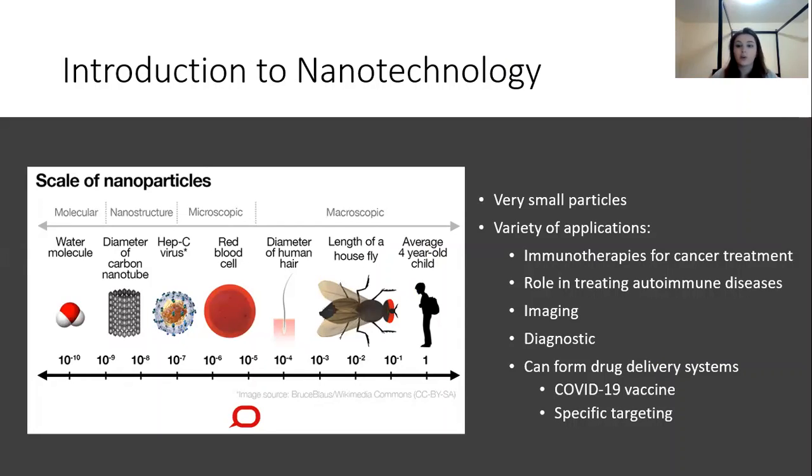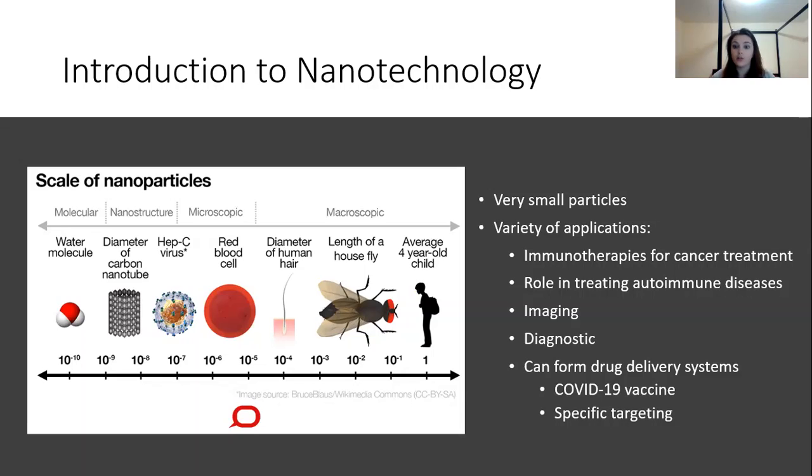So again, nanoparticles are very small and they have a variety of applications. They can be used as immunotherapies for cancer treatment, which is nice because it helps target specific tumors with cancer instead of attacking the whole body, which chemo does now. So it offers an alternative solution.